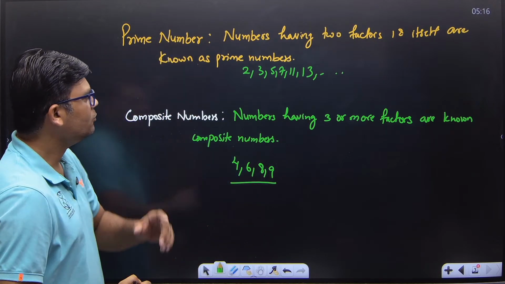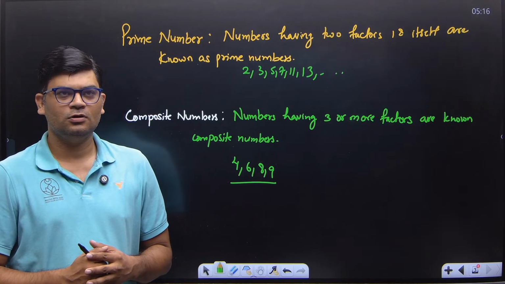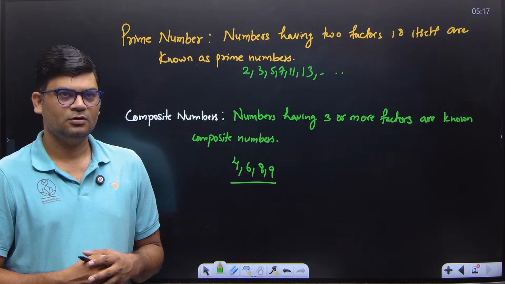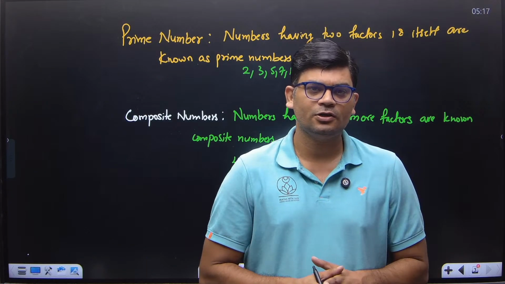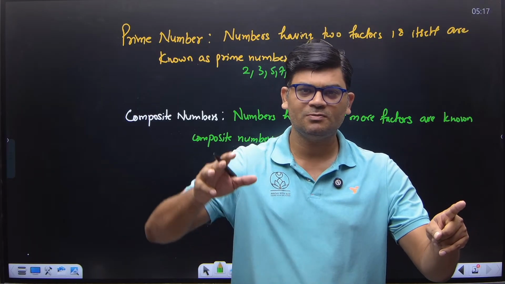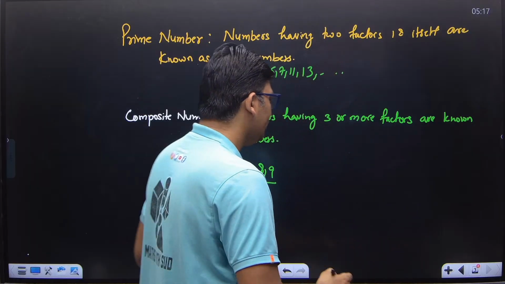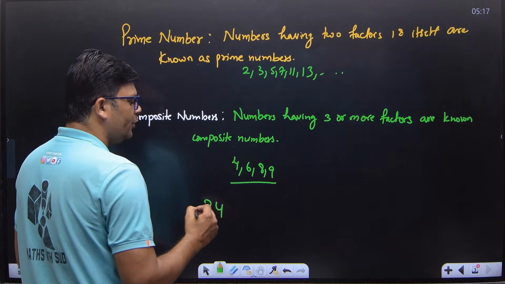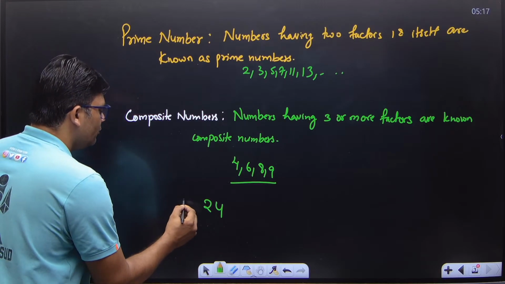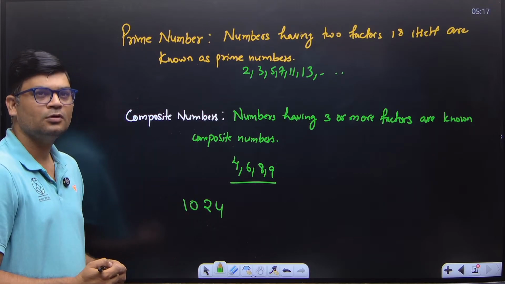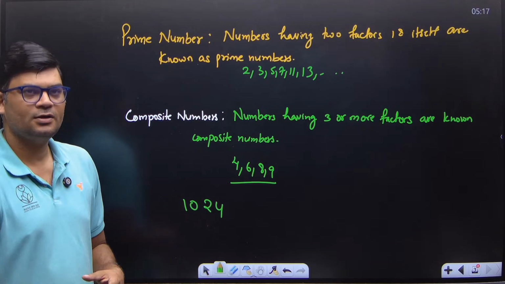But before proceeding towards the prime numbers, I would like to know whether you know what is divisibility rule. Divisibility rule means by looking at the number, you are in a position to tell whether this number is divisible by this number or not. For example, if I write 24 and I ask you, is this number divisible by 2 or not? What about 1024? So, is it divisible by 3 as well?